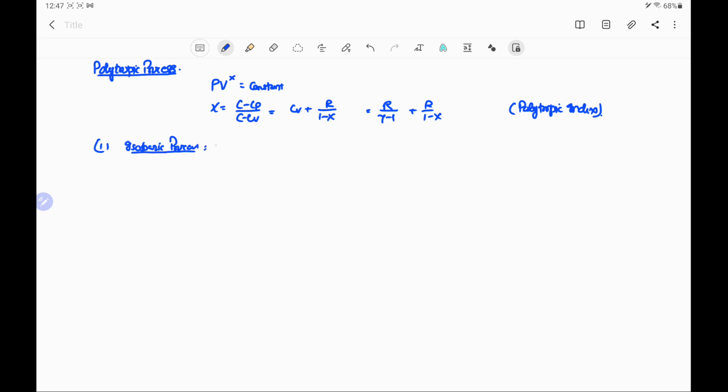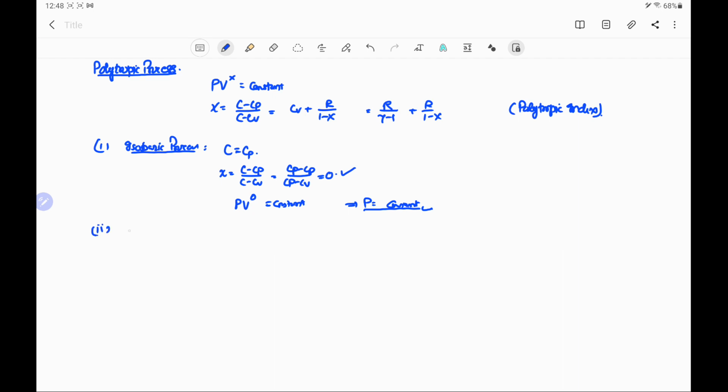In isobaric process, the molar heat capacity is equal to the molar heat capacity at constant pressure. Therefore, its polytropic index is (C minus Cp) by (C minus Cv), that is equal to (Cp minus Cp) by (Cp minus Cv), and it is equal to 0. Therefore, PV raised to power 0 equal to constant, or we can say that P equal to constant. So, in isobaric process, pressure remains constant and the polytropic index is 0.